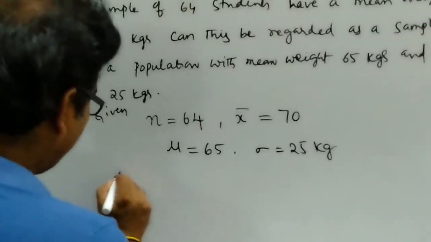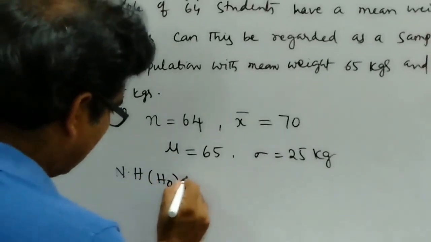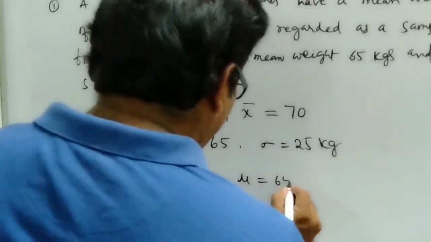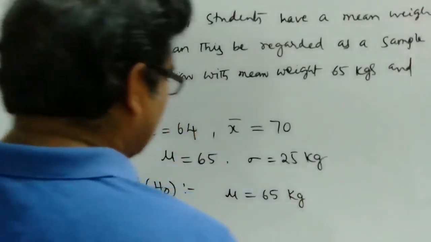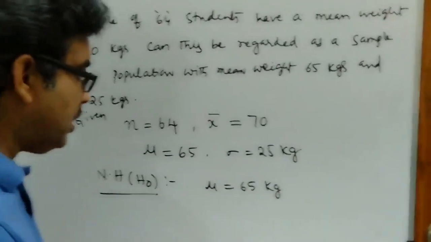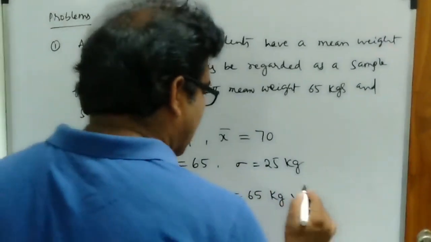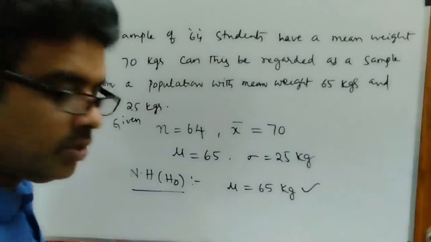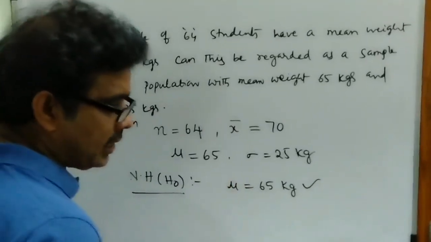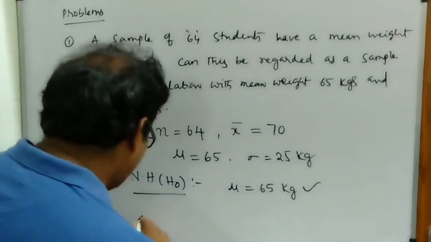Now use the procedure of testing of hypothesis. In the procedure, first we set up the null hypothesis H naught. It is the direct statement about the population parameter. The population parameter here is the population mean, so mu is equal to 65 kgs. We are going to test whether this value is accepted or rejected, using the statistic z is equal to x bar minus mu by sigma by root n.